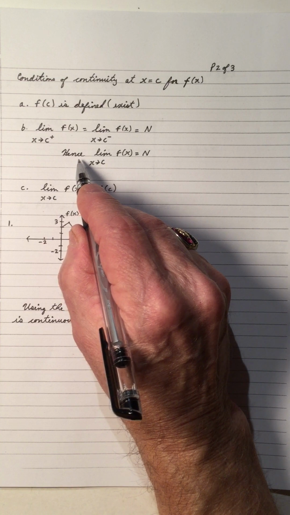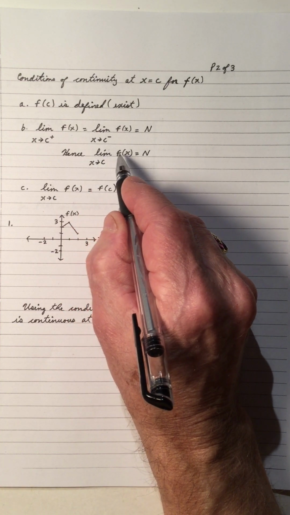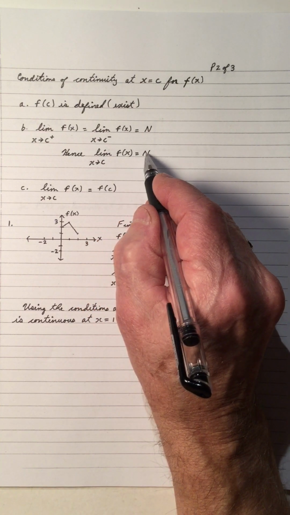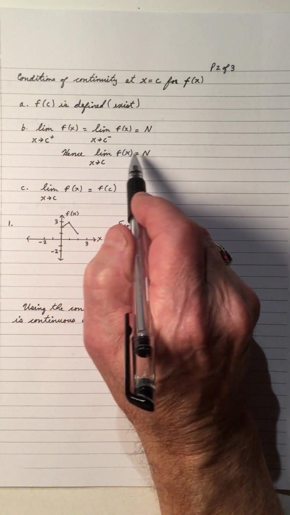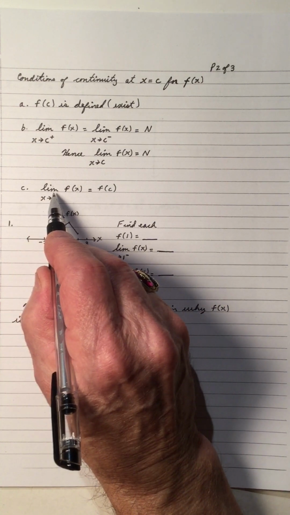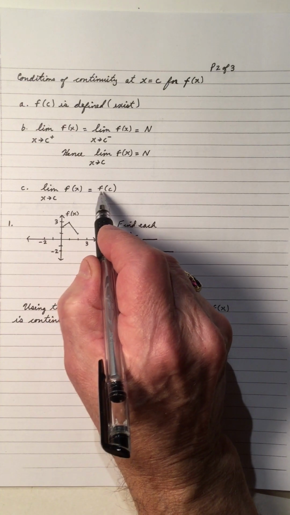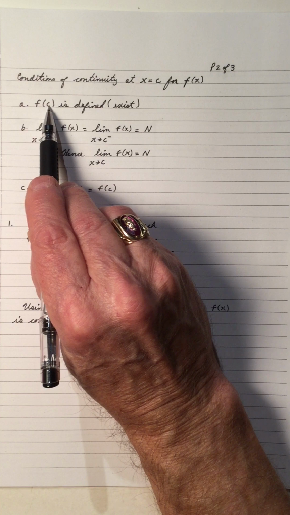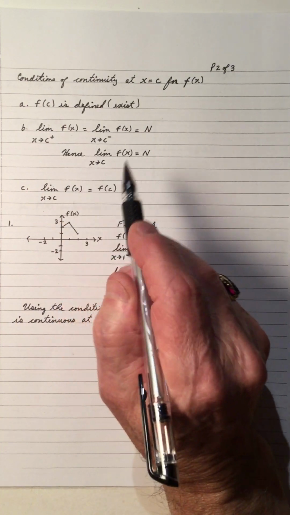That means the limit as x approaches c of the function f of x is equal to n. So the right side equals the left side, the limit exists, and the limit is n. And the third condition is that the limit of f of x as x approaches c is equal to f of c. Whatever value f of c is, if it is defined or exists, it is also equal to the limit. The two of them are equal.